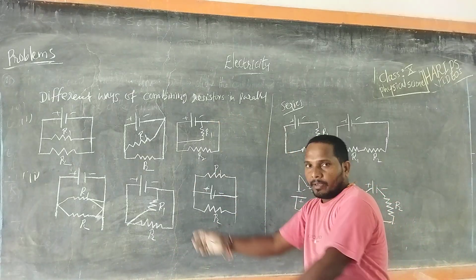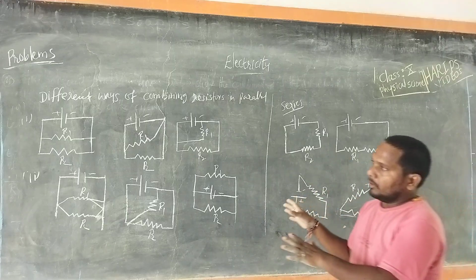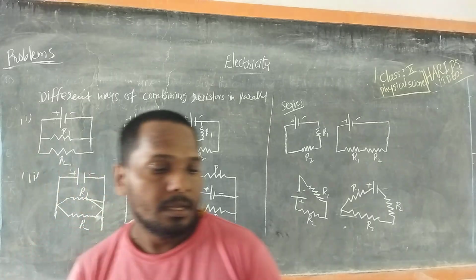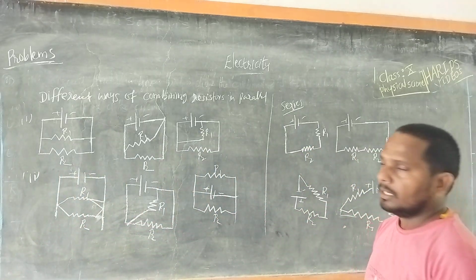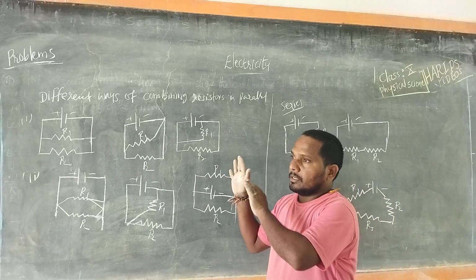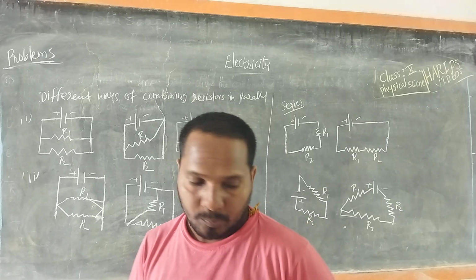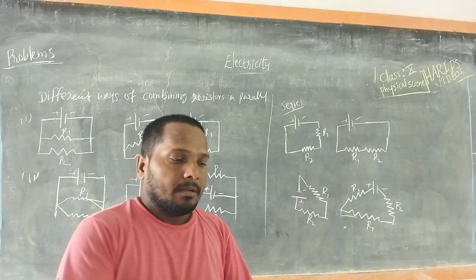Different ways we can combine the resistors: parallel, these many ways, then series, these many ways. Why am I going into this? In case any circuit-based diagrams or problems are given in the examination, you need to understand whether it is a parallel combination or series combination.